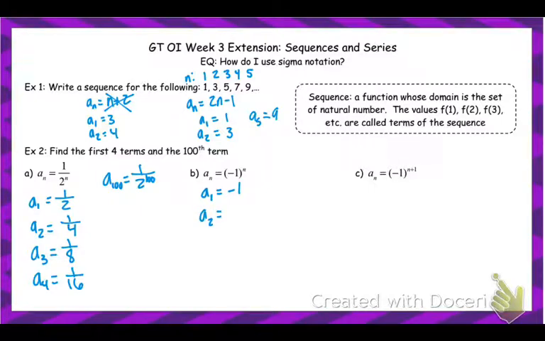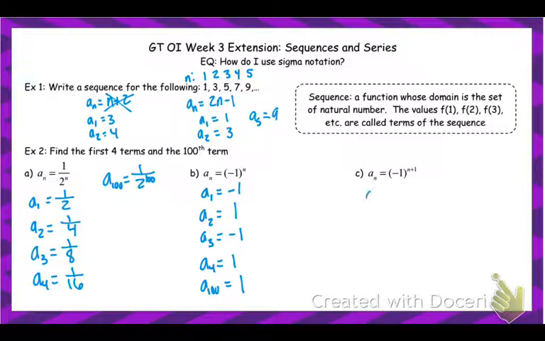But the second term, negative 1 squared, is positive 1. The third term is negative 1. And the fourth term, again, negative 1 to an even power, is going to be a positive. So you notice it's alternating between negative and positive, negative and positive. So if I were to plug in 100, since that's an even number, that's going to be a positive 1.